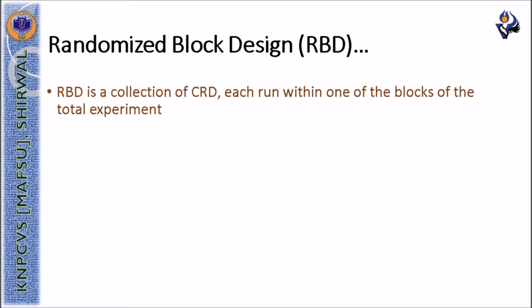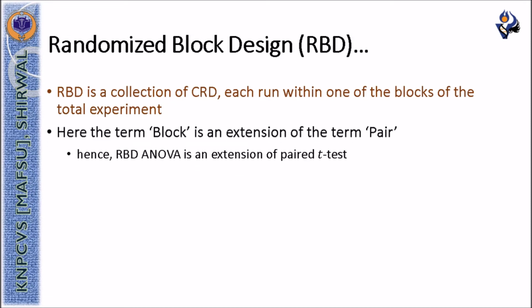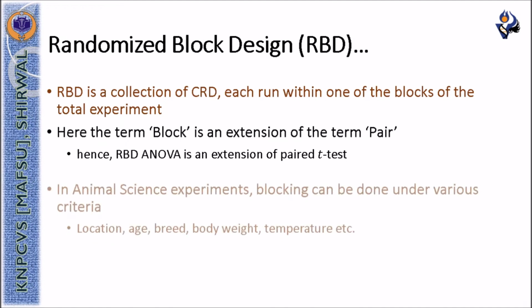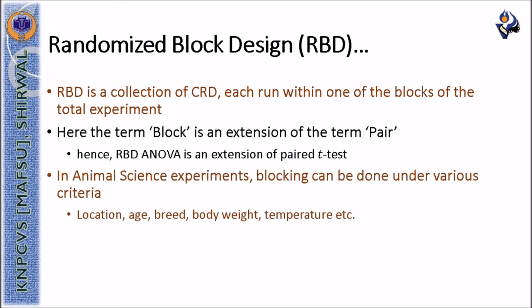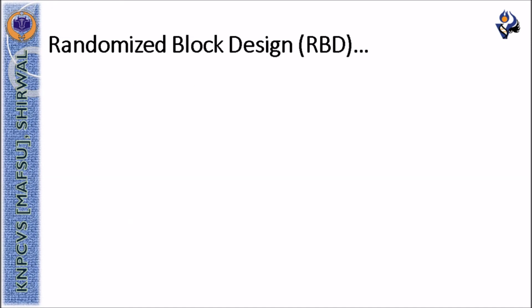RBD is nothing but a collection of CRD, each run within one of the blocks of the total experiment. Here, the term block is an extension of the term pair, and hence RBD ANOVA is an extension of paired t-test. In animal science experiments, we can block the experimental material on several criteria such as location, age, breed, body weight, temperature, etc.